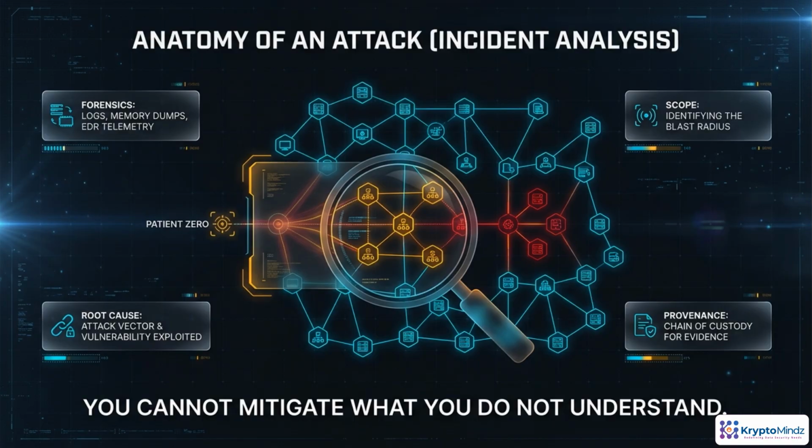When an attack happens, CSF outcomes around detect, respond, and recover really come to life. You start by finding patient 0 and reconstructing what actually occurred using logs, memory captures, and endpoint telemetry. Next, you define the blast radius: which identities, systems, and data were touched. From there, you identify the root cause and exploited weakness, while preserving evidence with a clean chain of custody. Without this level of understanding, any mitigation is just a guess.